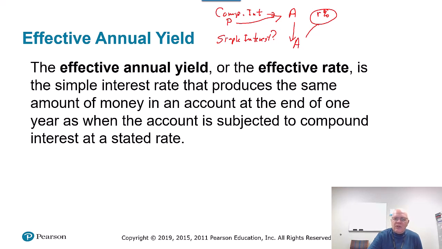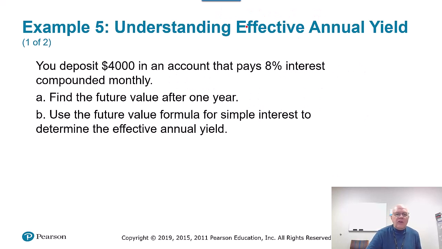You've got compound interest? Fantastic. What if you needed to put it in a simple interest account but end up with the same amount? What kind of rate would you need? Here's how you work it. Now think about 1 year at a time. That's the key. 1 year. So we're going to find the future value after 1 year, and then we're going to backtrack to get the effective annual yield. So first of all, what's the future value?